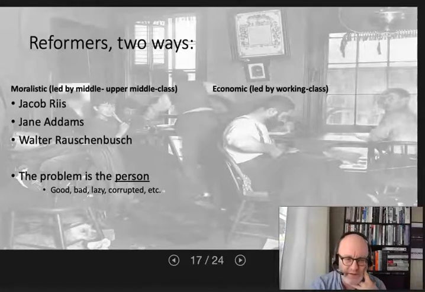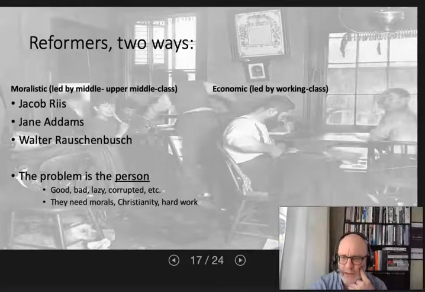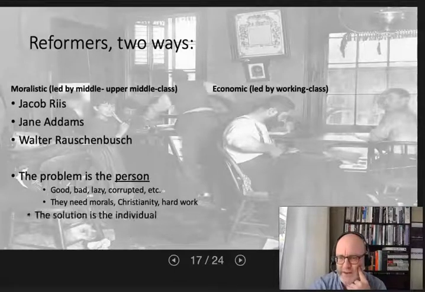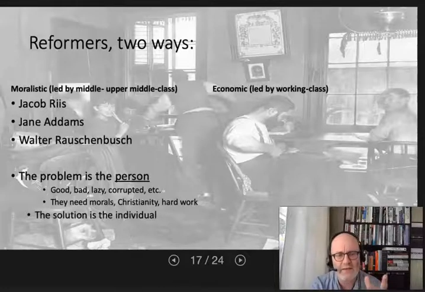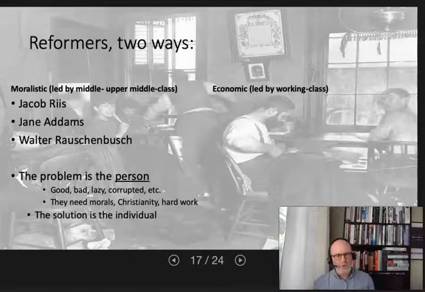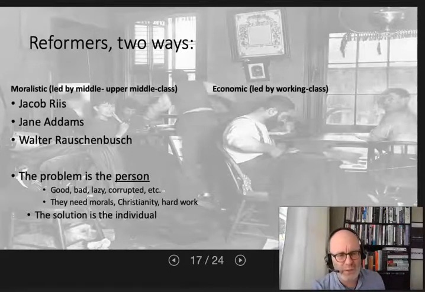So the moralistic reform groups say that the person is the problem. You make the person better, and you get rid of the bad morals. You teach them how to be good Protestants, get rid of their Catholicism or whatever else, and then you have these individuals who are better, and then you get rid of the problem through this kind of individualized way.